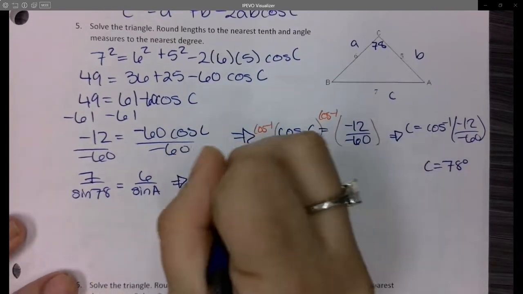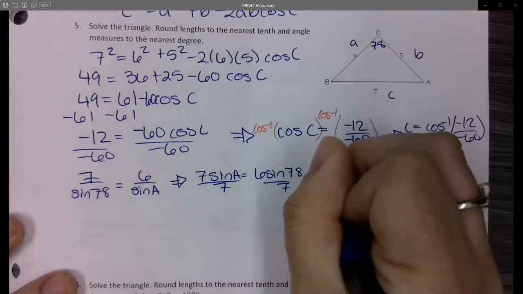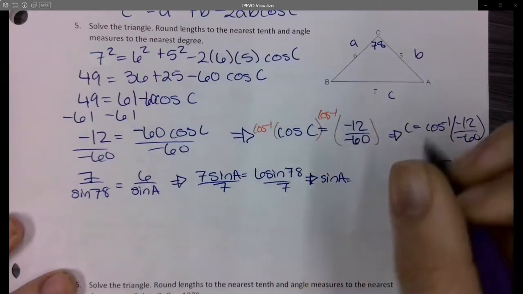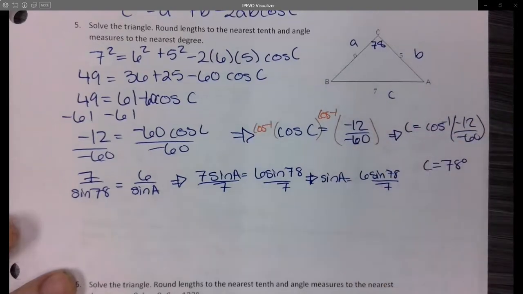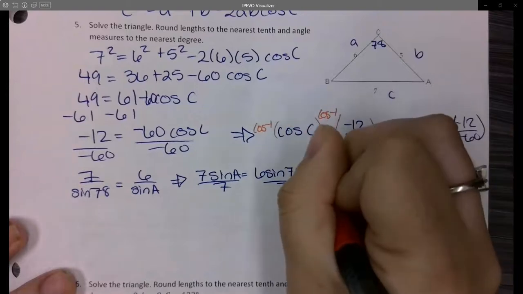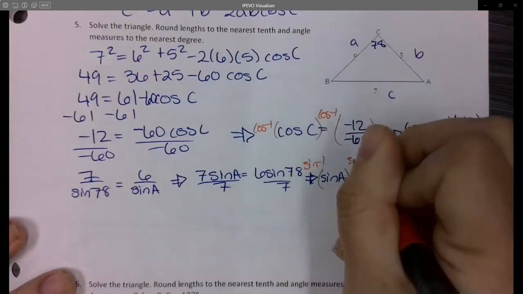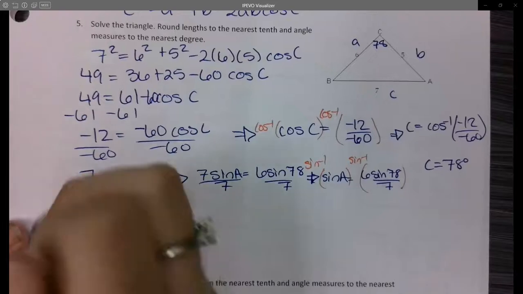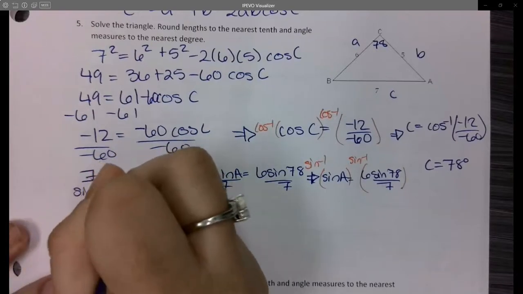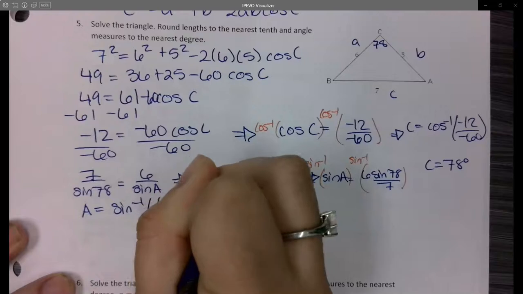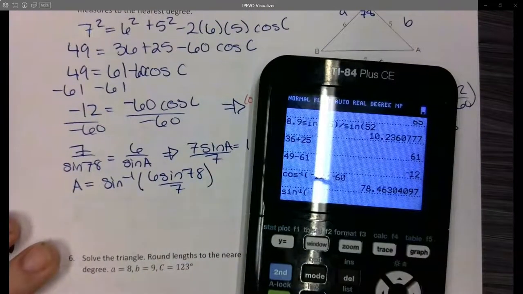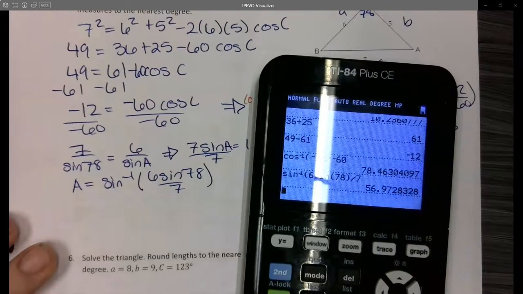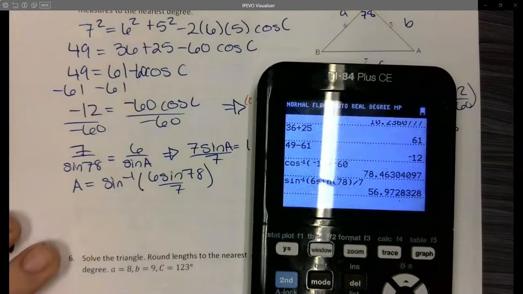I want to go ahead and divide both sides by 7, which gets me sine A equals 6 sine 78 over 7. I want to multiply both sides by the inverse of sine. This gets me A equals sine inverse of 6 sine 78 over 7, which gets me 56.9, which will round to 57.